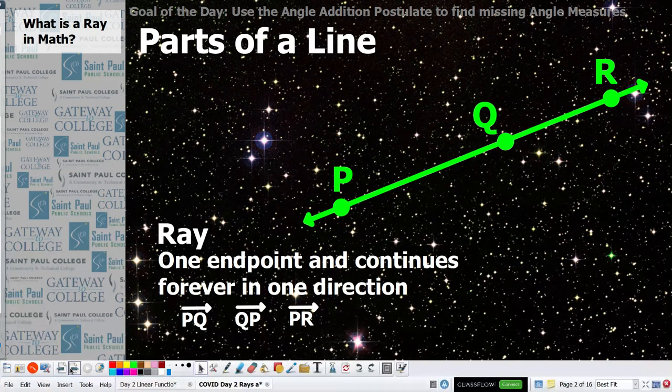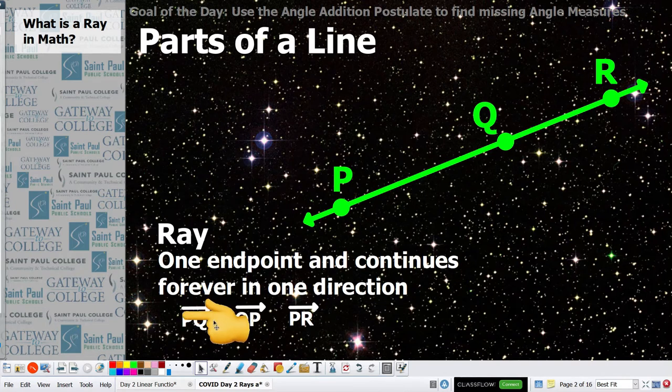So we talked about what a line is, and we talked about what a segment is. Today we're going to get introduced to what a ray is. A ray has one endpoint and then continues forever in one direction. When you name a ray, the first letter tells you what the endpoint is, and the second letter tells you the direction you're shooting through. Where with a line or a segment the order of the points did not matter, with a ray, the order makes a difference.